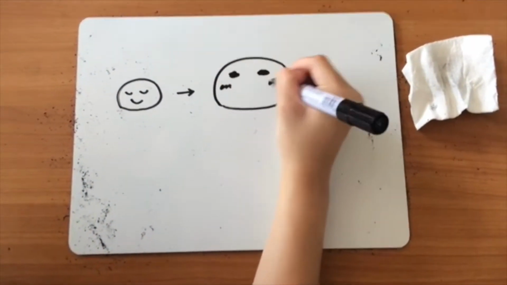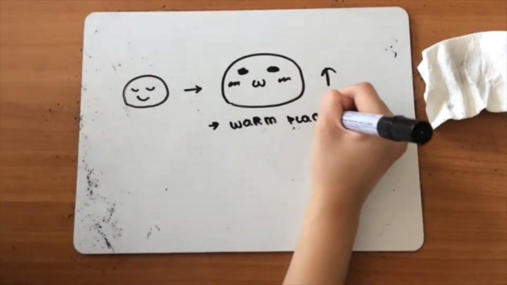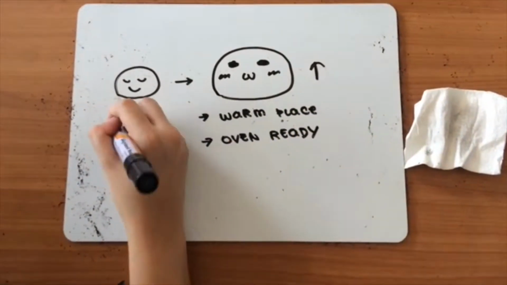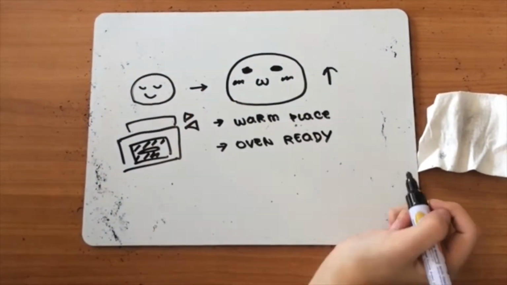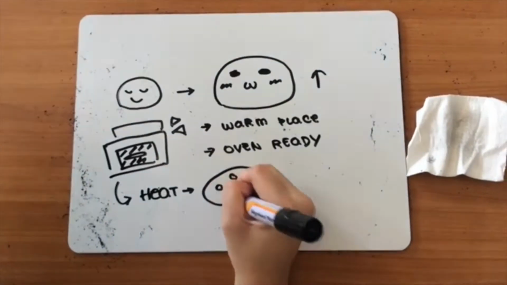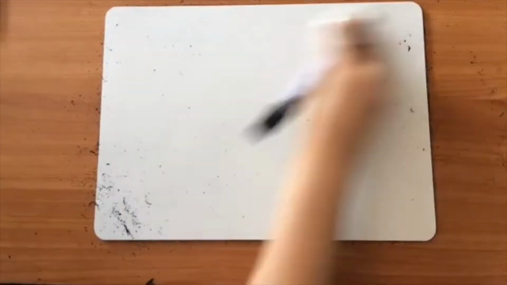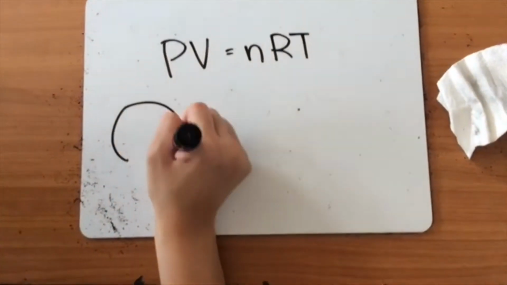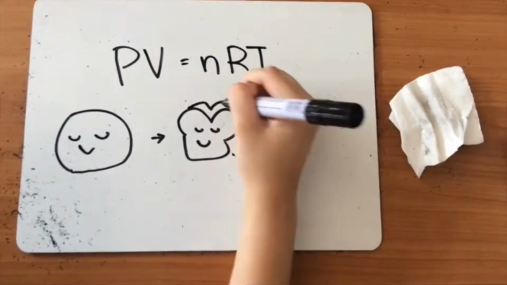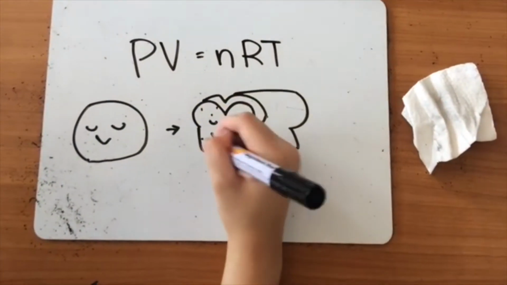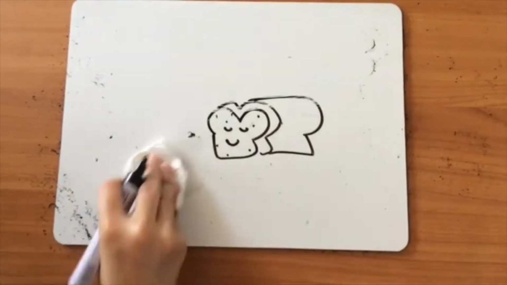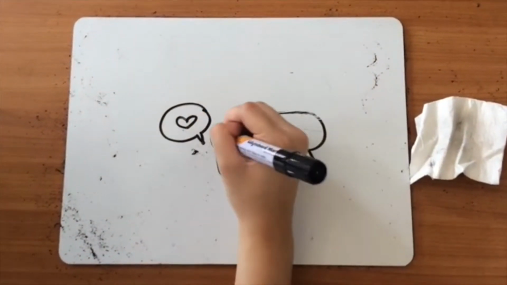So, dough rises after a couple of hours in a warm place. Then your dough is oven ready, so heat causes pockets of gas, or the bubbles in the dough, to expand, which follows the ideal gas law of PV=nRT, where volume is directly proportional to temperature and pressure is also directly proportional to temperature. The crust turns brown and, well, your bread is ready.